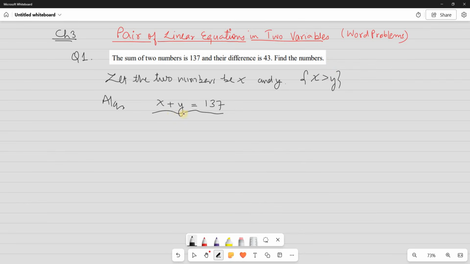So x plus y is 137 and x minus y is equal to 43. This difference means we have to subtract the smaller from the larger number, which is x minus y, and that is 43. Let's call the first relation equation 1 and the second relation equation 2.